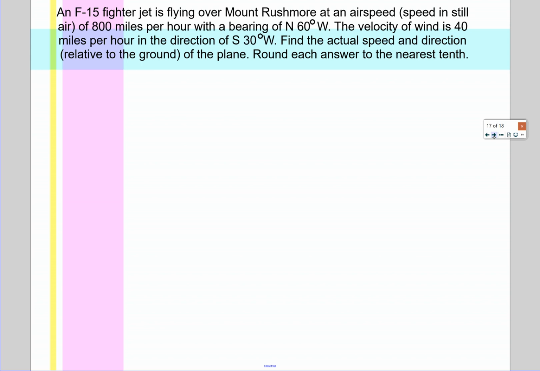It says an F-15 fighter jet is flying over Mount Rushmore at an airspeed, speed in still air, of 800 miles per hour with a bearing of northwest 60 degrees. The velocity of the wind is 40 miles per hour in the direction of southwest 30 degrees. We're going to find the actual speed and direction of the plane, and then we're going to round our answers to the nearest 10. We're going to draw a picture to start.